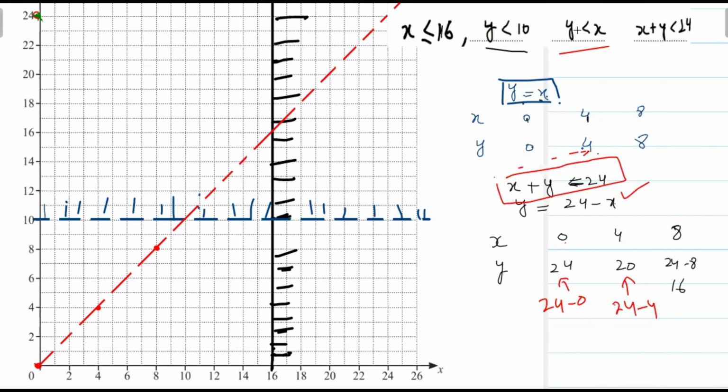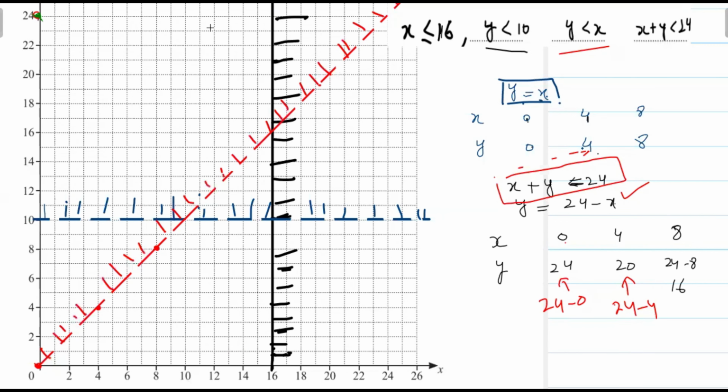Now, for this inequality, the wanted region is the below region, y less than x. The unwanted region is above this line, and we will shade this unwanted region. This is the unwanted region. We will shade.